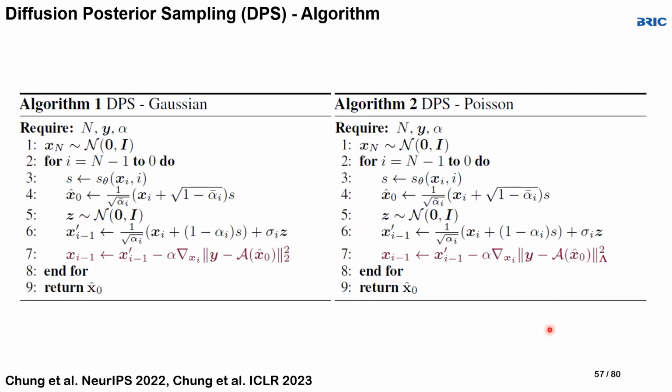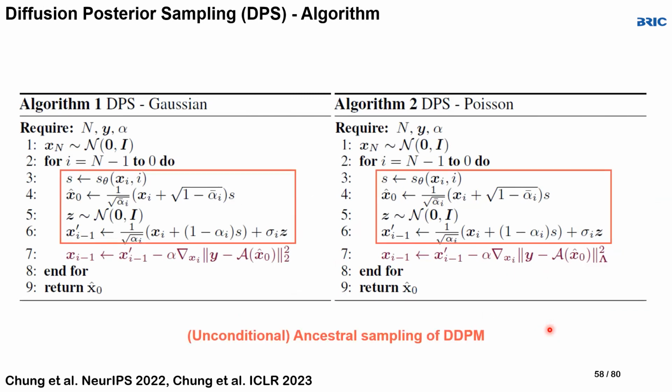Now, incorporating ancestral sampling for DDPMs, we have our algorithm of DPS, where we can derive separate algorithms according to the measurement model at hand. Note that line 7 is where DPS takes place. And if we were to remove line 7, we would simply be sampling from the prior distribution by recovering the usual ancestral sampling steps of DDPMs. Hence, our algorithm is very simple to implement.